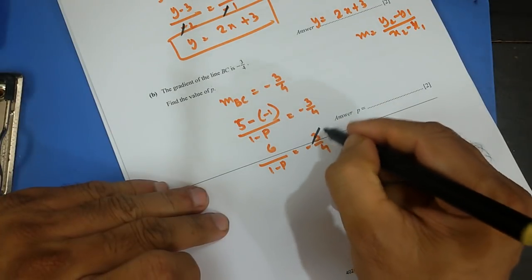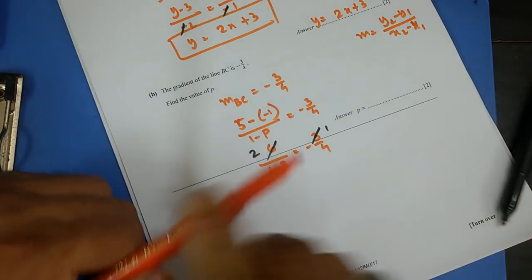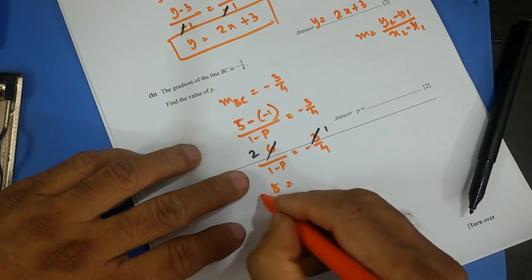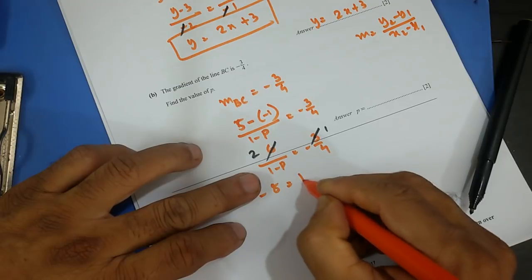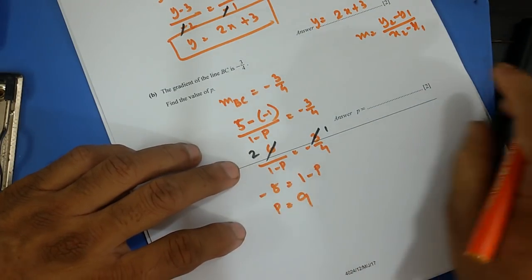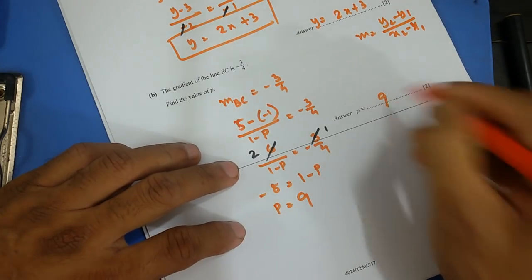If I cross that one out, this is going to be 2. So that's going to be 8 equal to, actually minus 8, bring this one over here, 1 minus P. So P, and take that one, is going to be 9. Okay, so P is going to be 9.